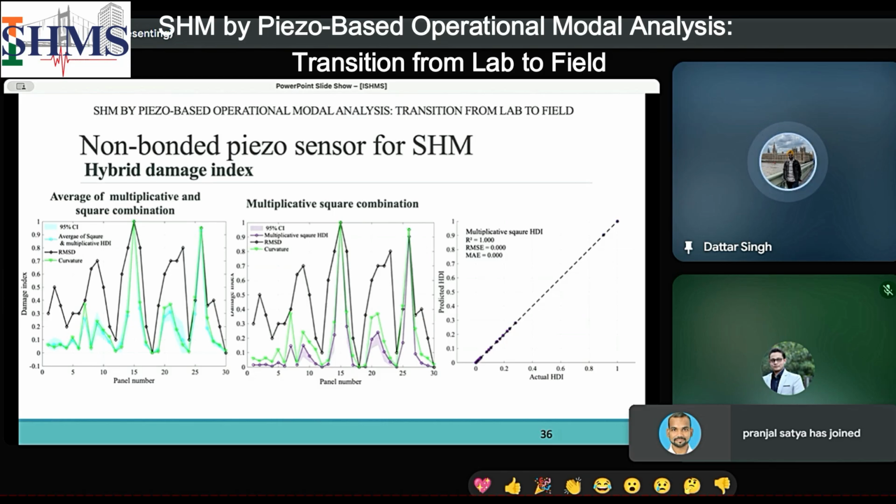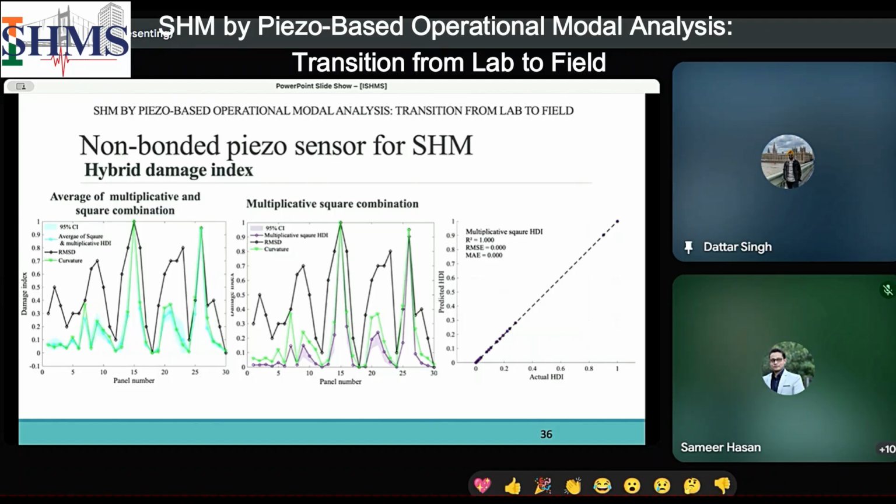And how do we quantify the performance of this model? We compare the values from the predicted hybrid damage index with the actual damage values, and we can see that the R square, that is the coefficient of determination, is almost equal to 1, and the root mean square error and the mean average error are 0, indicating almost 100% correlation. It means all the predicted values are almost equal to the actual combined damage index values.